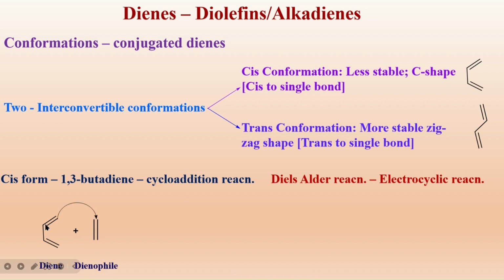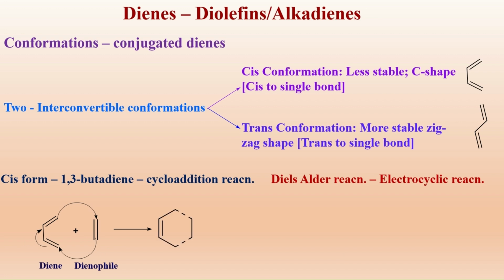The pi electrons between the 1 and 2 positions move towards the carbon of the alkene, and it has to maintain its tetravalency. That's why the pi electrons here move towards the carbon of the double bond, and it has to maintain its valency. That's why the pi electrons here move to the next position. The electrons in the diene and the dienophile move in a cyclic form. This will move over here, this will move over in the form of a cycle. That's why we call it an electrocyclic reaction.